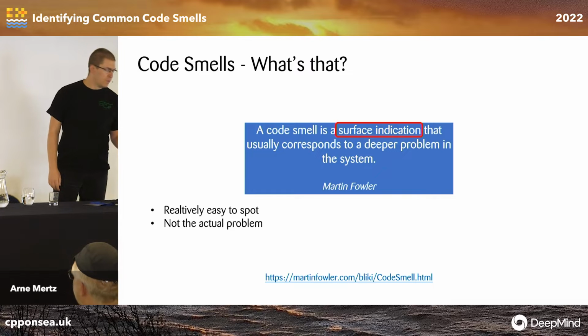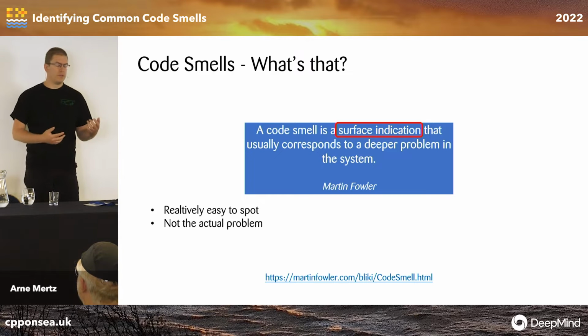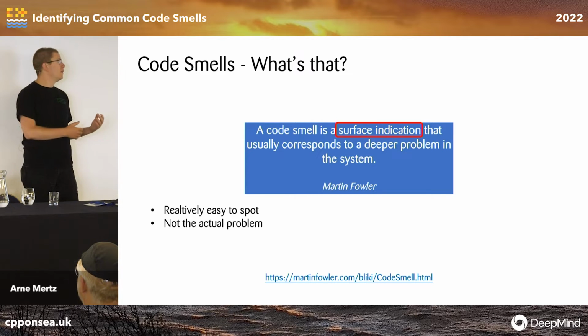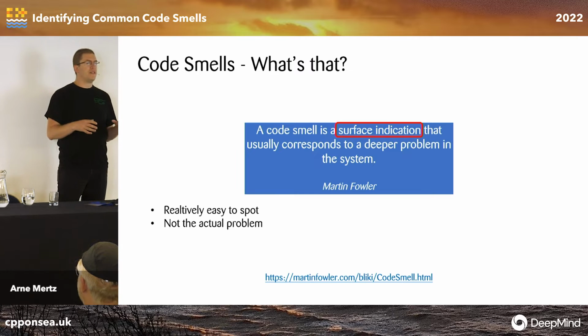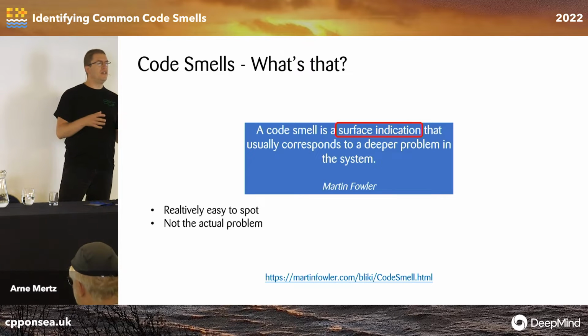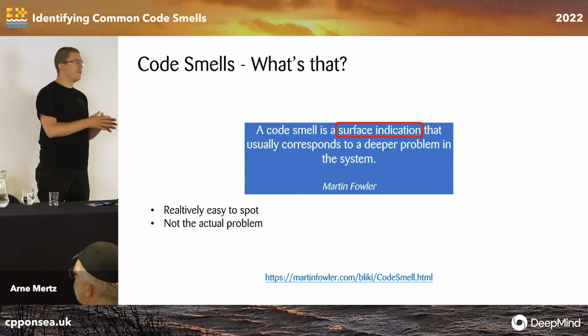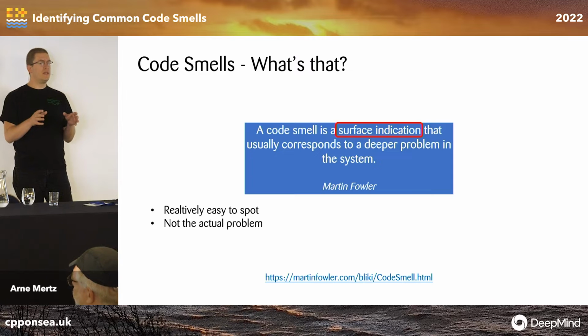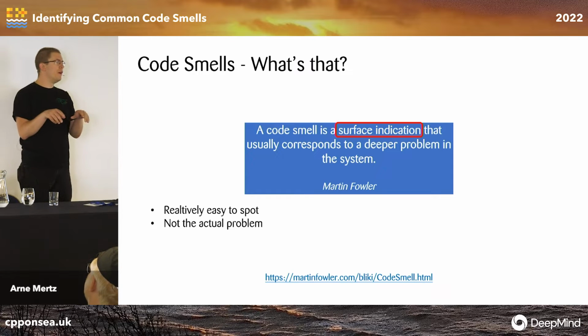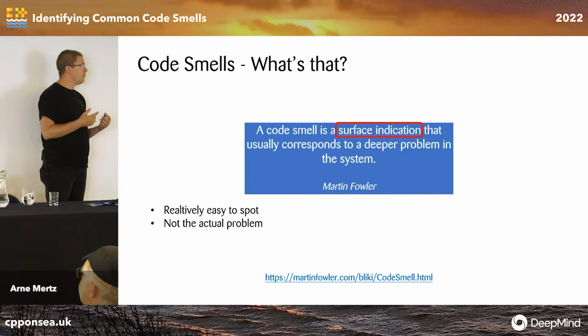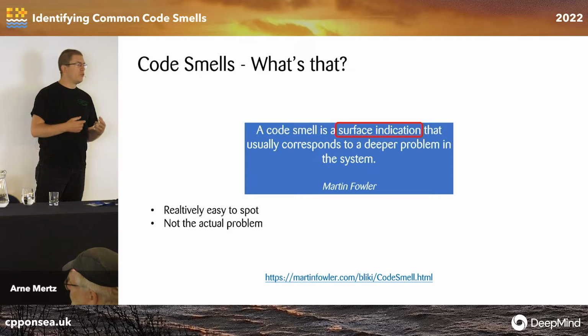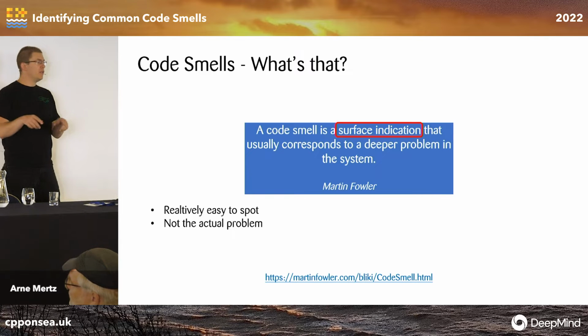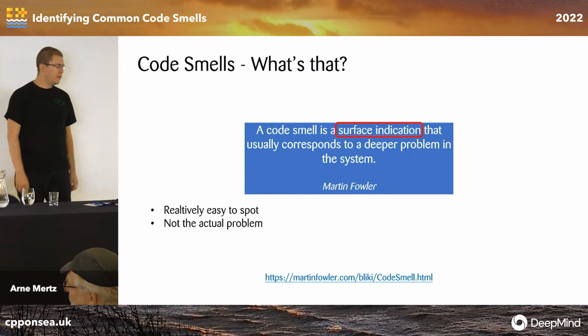But with the surface indication, meaning those are things that usually are relatively easy to spot. So you have something that you see, where you can see, okay, there might be a problem behind this. So you have a trigger to investigate whether there actually is a problem behind the indication you see.